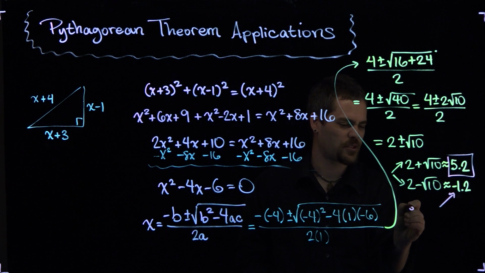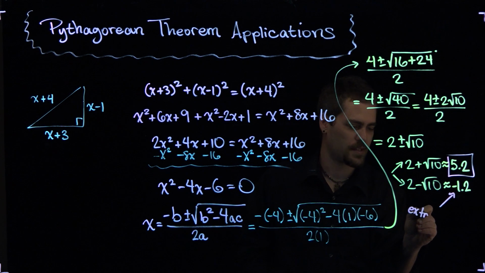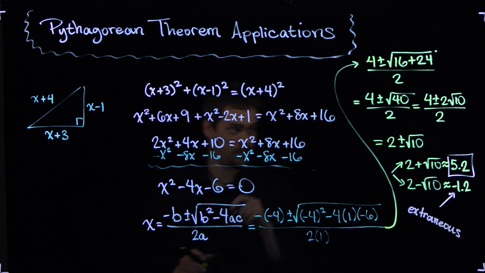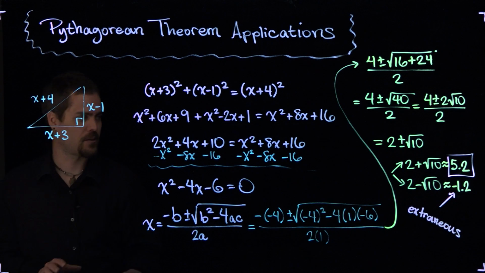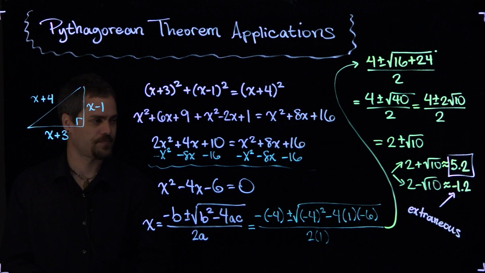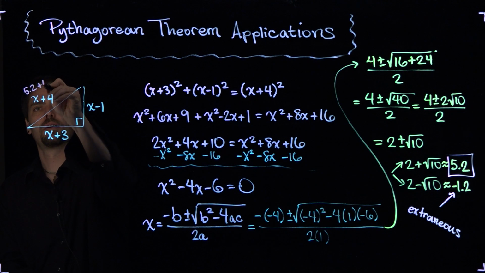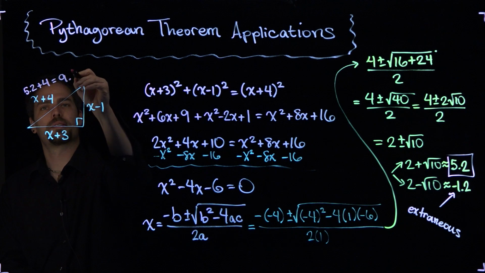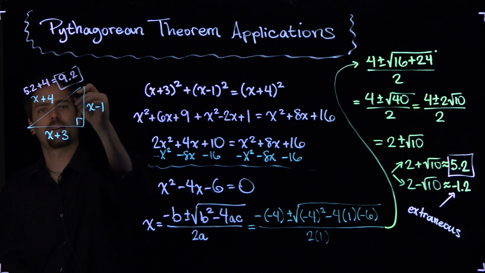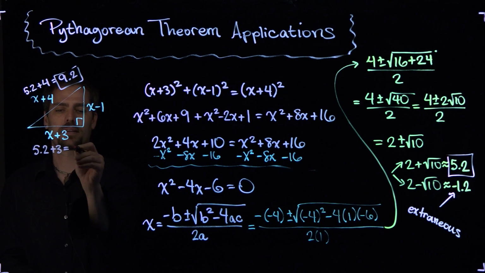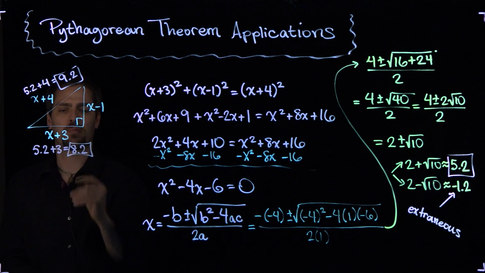Again, we call that one extra, or the long way to say it is extraneous, which means it just doesn't apply to this particular problem. Mathematically correct, but not correct for this context. So let me go ahead and stick in the number 5.2, and what would that make the rest of this? Well, 5.2 plus 4 is 9.2. And so here's my longest side, 9.2. 5.2 plus 3 gives me an 8.2, so the bottom is 8.2.